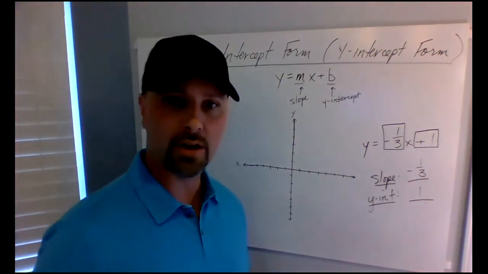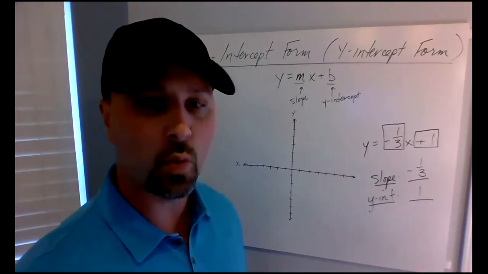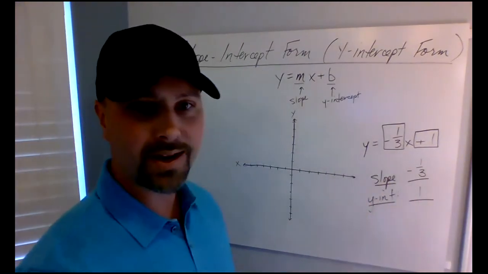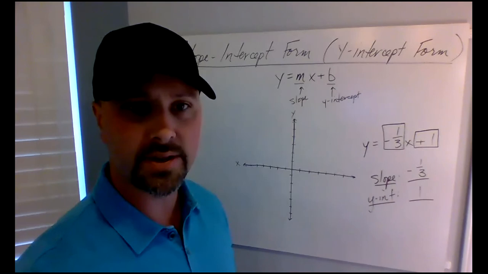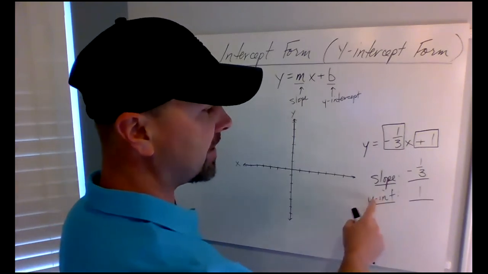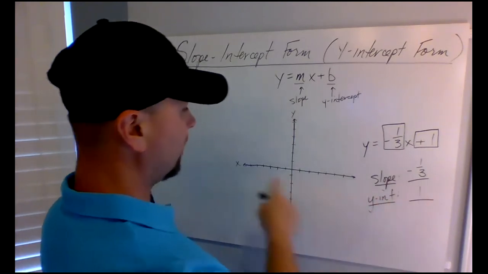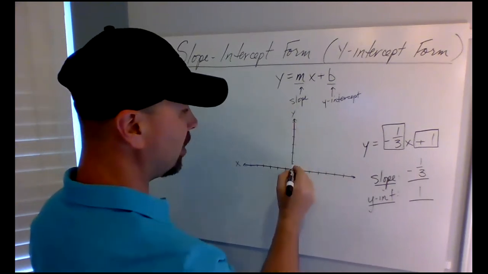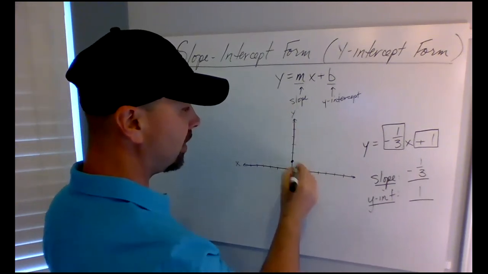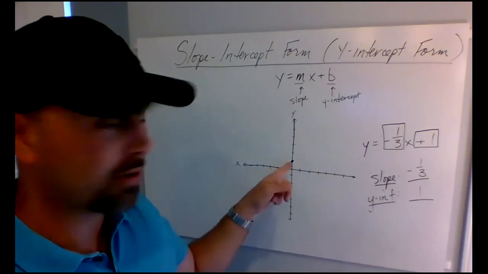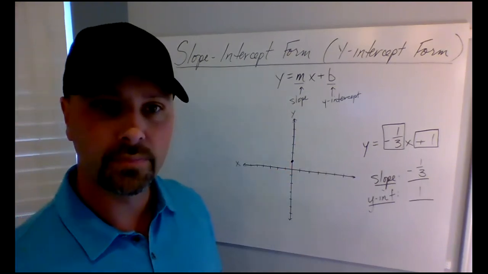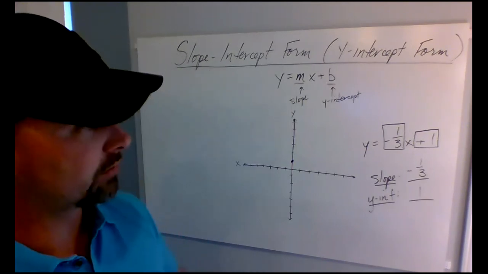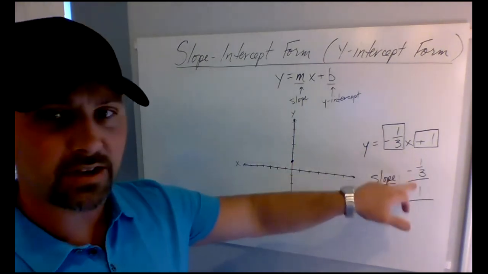So now I need to go to my graph. When I go to graph from slope-intercept form, I begin with my y-intercept. What I know is the line crosses there. The line crosses at the y 1. So here's the x, here's the y. I need to go to the y 1 and make a point because I know that the line is there. From there, I follow my slope, okay? So the slope is negative 1/3.